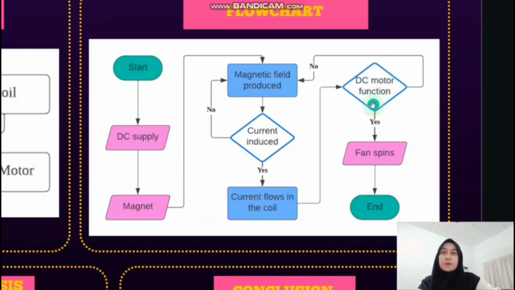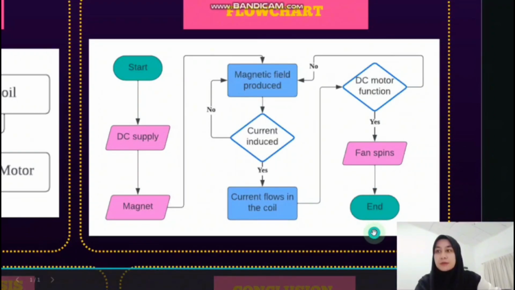Then if the DC motor functions, the fan will spin. So it will end here if the fan is spinning. So that's all for the flow chart.